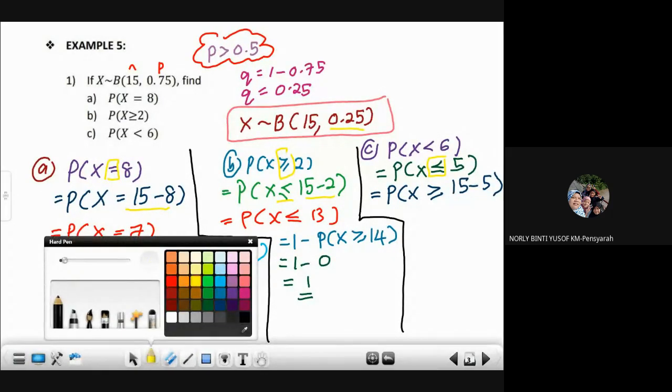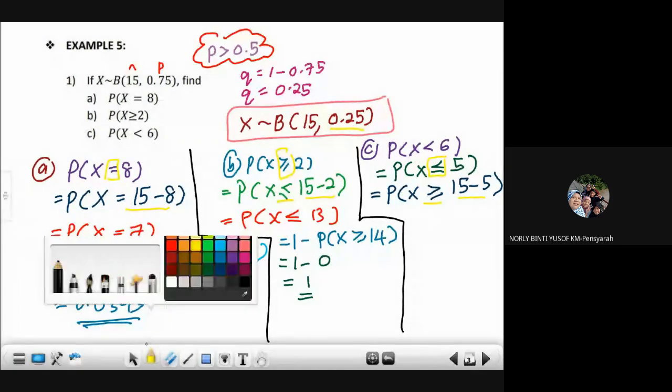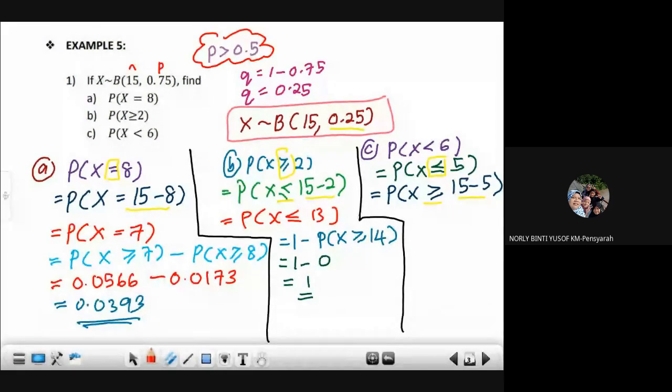So itu ini kena tengok dengan berhati-hatilah sebelum you baca table kan. Sebab syarat dia p lebih besar daripada 0.5. Okay, so bila dah buat ni samalah. Cari dia punya 15 minus 5. That means red colour. X greater equals to 10. So yang ni memang dah boleh terus baca lah sebab simbol dia greater equals to 10 kan. Sebab kita dah ubah konsep dia n minus r for the p greater than 0.5 tadi.